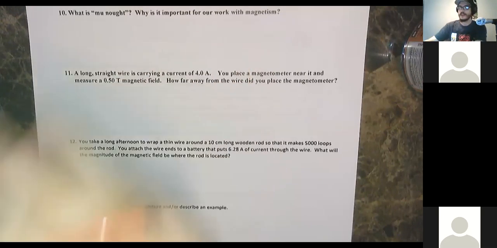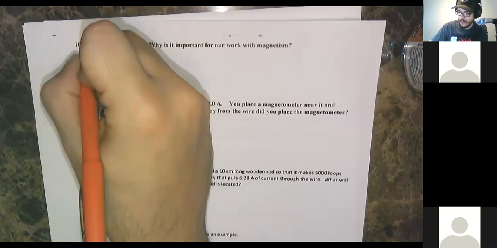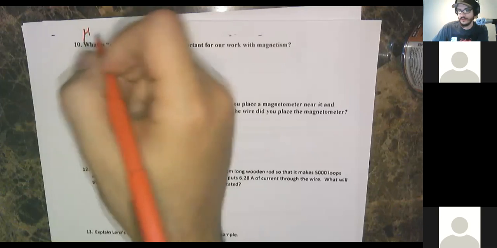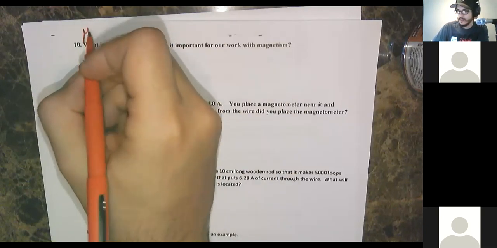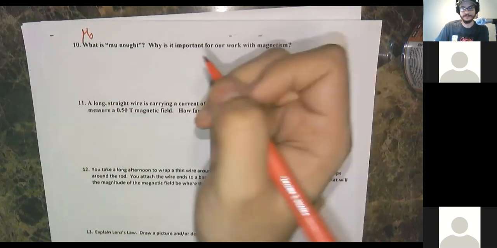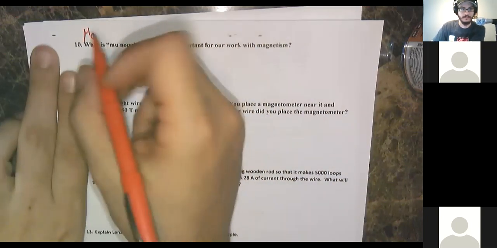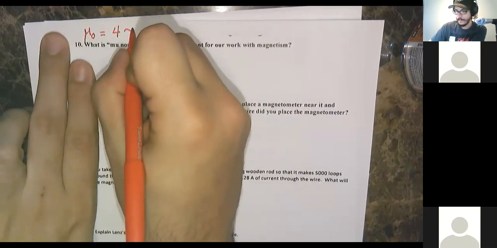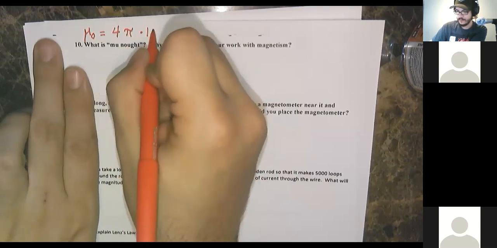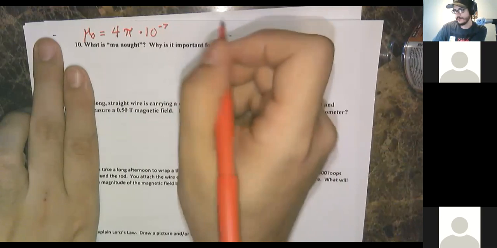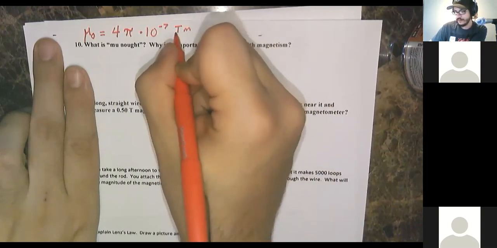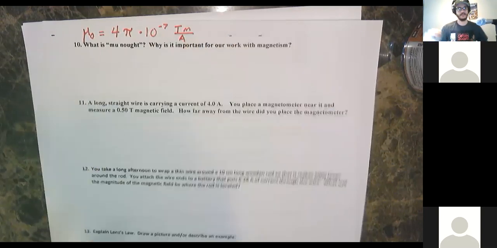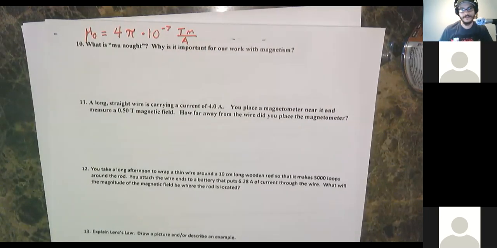Well, I can tell you what it's worth. Mu is a lowercase Greek letter. Oh, there's a capital mu as well, but this is lowercase mu. And naught is subscript 0. So what is mu naught? It's mu sub 0. And that is equal to 4 pi times 10 to the negative 7th power Teslas times meters divided by amperes. All right, so that's the value of mu naught, at least the numerical value of mu naught.